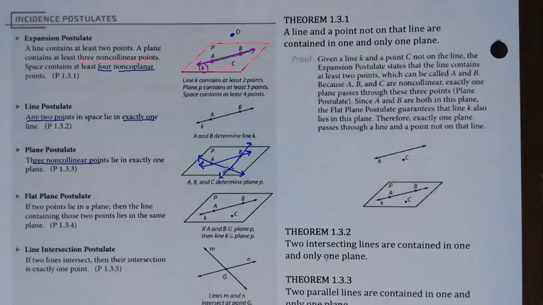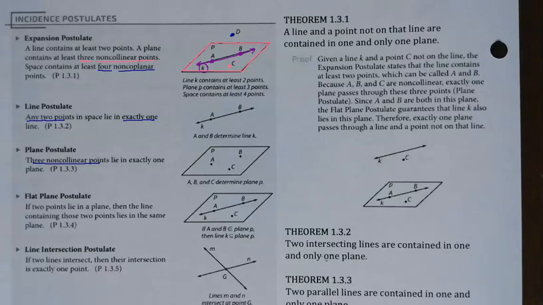But the thing is, all 3 of those points lie in exactly one plane. So 3 non-collinear points, 3 points not on the same line, lie in exactly one plane. It might be a horizontal plane, it might be a vertical plane, it might be a transversal, like diagonal, either way.